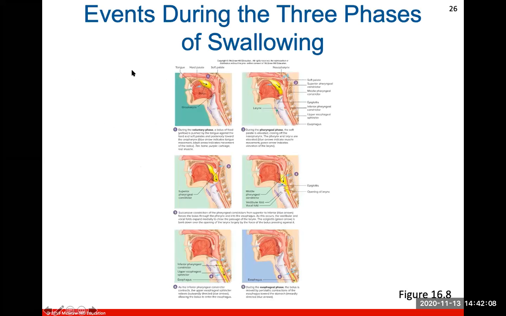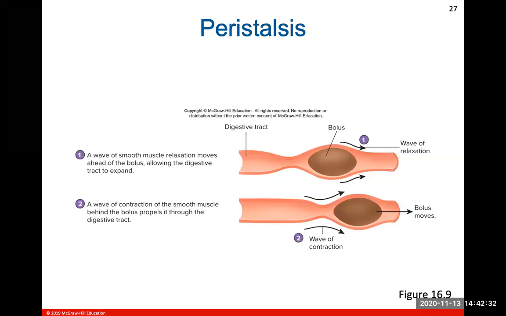So here are the events that occur during the three phases of swallowing, and I'll let you read through those. You can pause the lecture to review this on your own. Again, you have a voluntary phase, a pharyngeal phase, and an esophageal phase. You control the voluntary phase, the first act of pushing the bolus into the pharynx, and then the pharyngeal and esophageal phases take over from there to get the food down to the stomach.